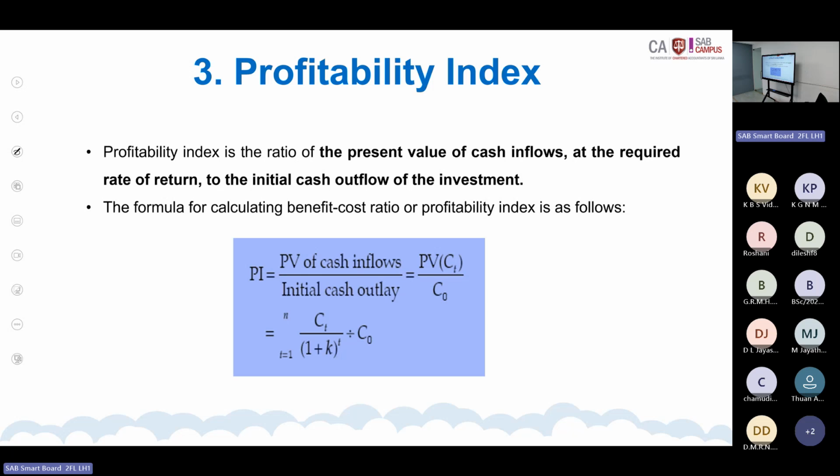Write down the formula and quickly calculate the profitability index for the first question. Write down the formula. Profitability index equals PV of cash flows divided by initial cash outlay. It's okay. Calculate for the given question.